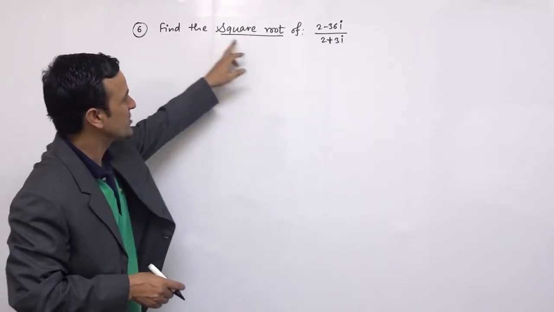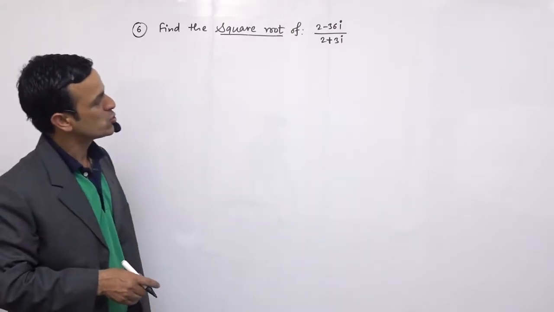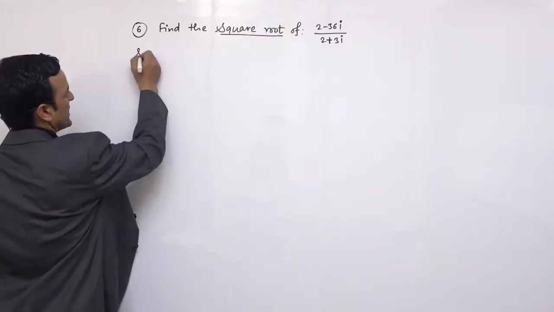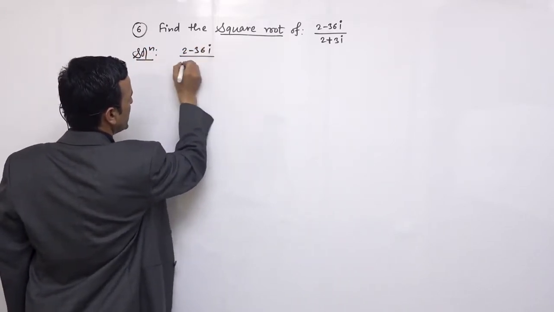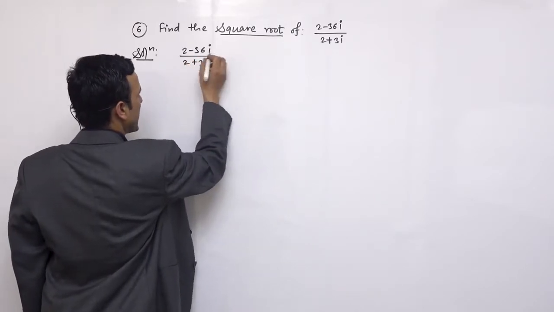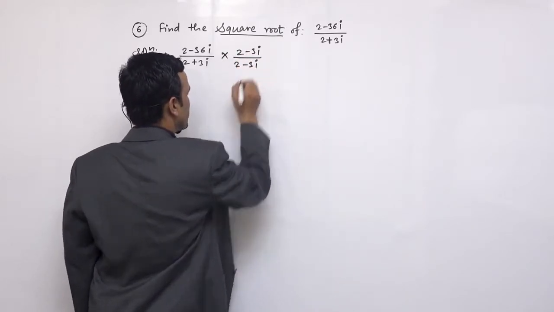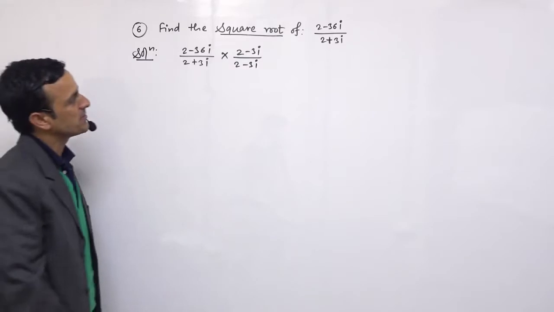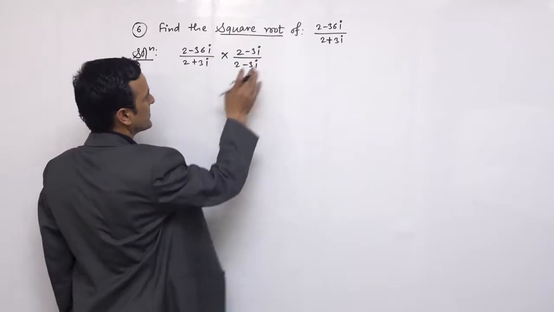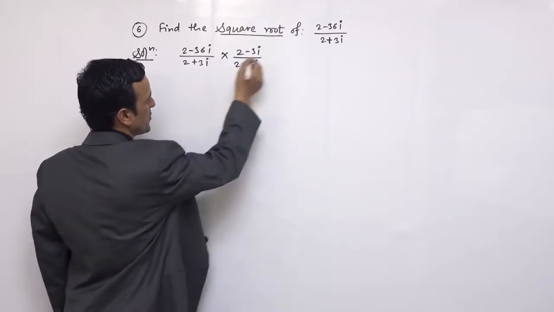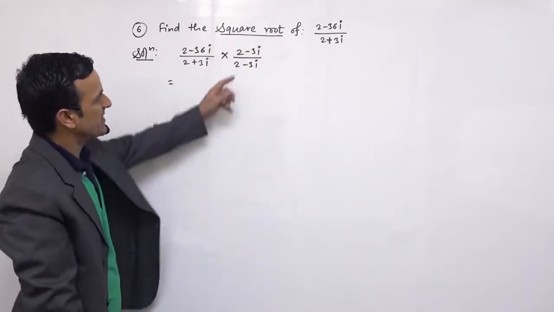Another question, find the square root of this fraction 2 minus 36i upon 2 plus 3i. So let's solve this question. So first of all 2 minus 36i divided by 2 plus 3i should be converted into simplest complex number form, a plus ib form. So what will be here then, 2 into 2 conjugate, it is a rationalizing or conjugate.